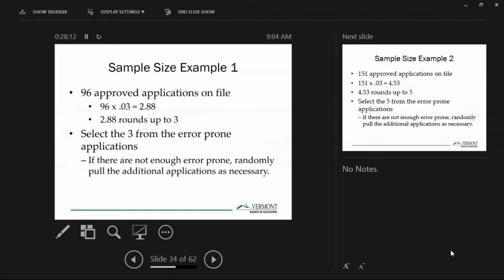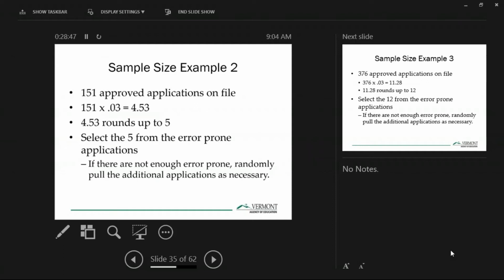Just to give an example, if your sample pool is 96 approved applications on file as of October 1st, you do 96 times 0.03, that's 2.88, and you round that up to 3. So you're going to select 3 applications, and you're going to select those from your error-prone applications. However, if you don't have enough error-prone applications to meet that sample size, you will randomly pull the additional applications from the rest of your applications.